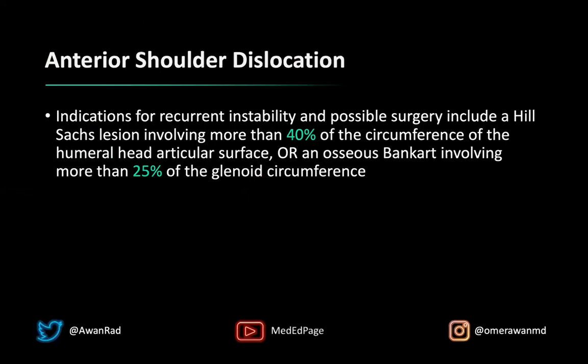Now, indications for shoulder dislocation surgery or recurrent instability typically revolve around the size of Hill-Sachs lesions and the size of Bankart lesions. So if the Hill-Sachs lesion involves more than 40% of the circumference of the humeral head articular surface, that can be an indication that this patient is going to have recurrent dislocations and they may need surgery. The same is true for an osseous Bankart lesion. If an osseous Bankart involves more than 25% of the glenoid circumference, that could be an indication that the patient is going to have recurrent dislocations, recurrent instability, and they likely need some surgical augmentation. So those are the indications really for surgery, especially in younger patients.